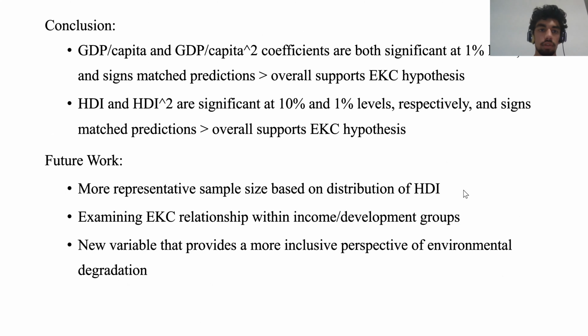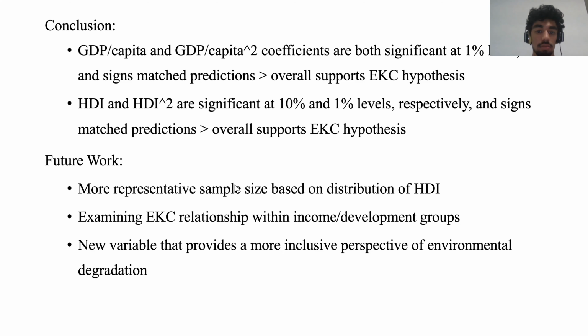So once again, because all of the coefficients are significant at least at the 10% level, and most of them are significant at the 1% level, and the signs match the predictions, overall, we can say that for both regressions, using GDP per capita and HDI as our measures of economic development, the EKC hypothesis was supported. However, because our R-squared values were small, it does not account for all the variation, and more research would need to be done in order to reach a more solid conclusion.